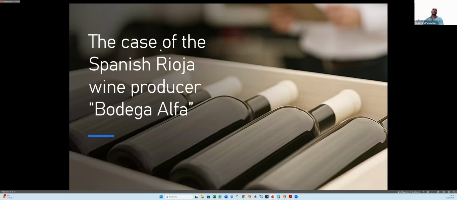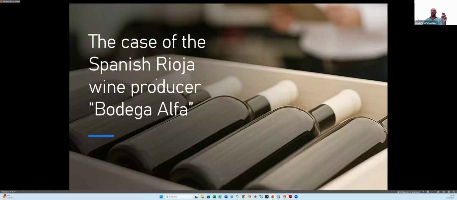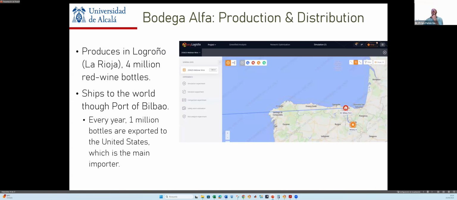So the case of the Spanish Rioja wine producer is a fictitious, virtual company. Yeah, it's based on a real one. We will call it Bodega Alpha. This Bodega Alpha is what we are going to see in the simulation. Just a couple of screenshots just to focus.